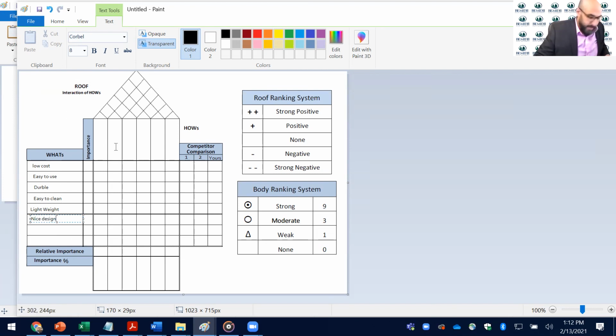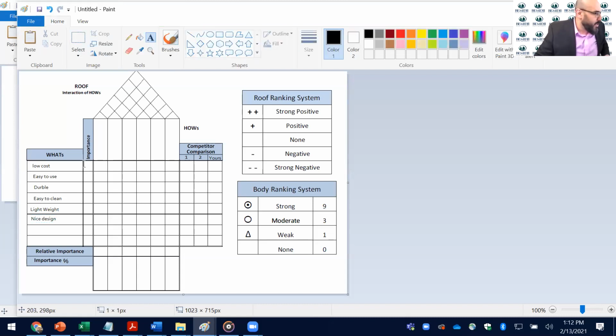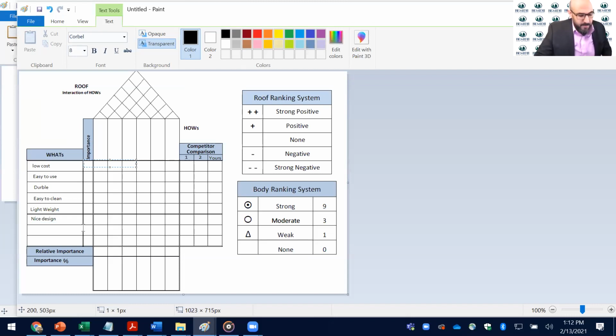The next one is the importance. You talk to the customer and you say, how important is your product on a scale 1 to 5? On a scale 1 to 5, how important is it to offer a low cost microwave? Well, it is important, but I also don't want to compromise the quality, so I am going to put 3.